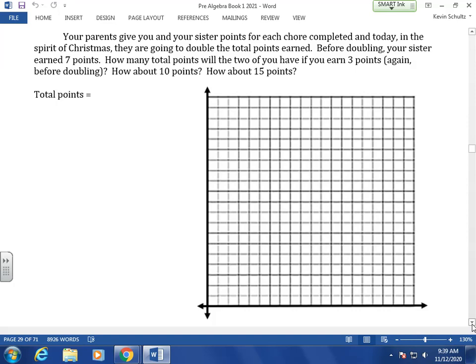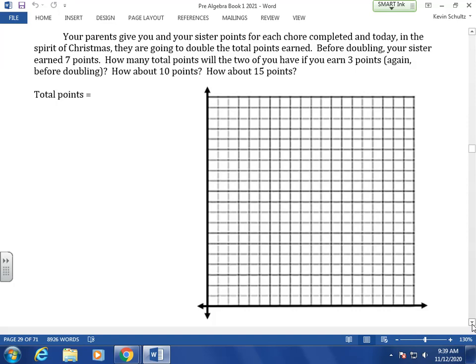So what's happening here is your sister already has 7 points. Is that going to change? No, that's done, right? So is that going to be the variable? No. The doubling. What does it mean to double something? We talked about this when we talked about writing expressions. What does it mean to double something? John?